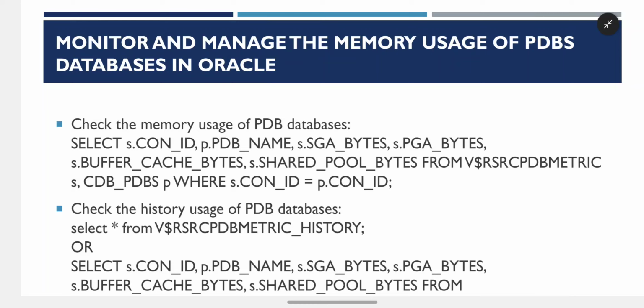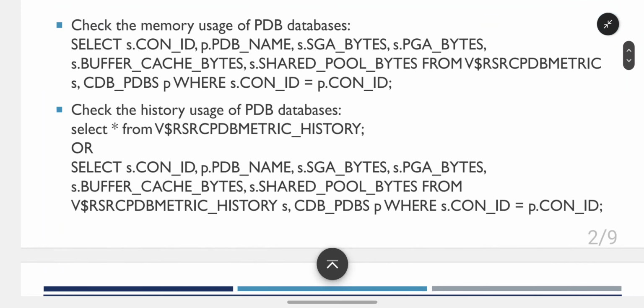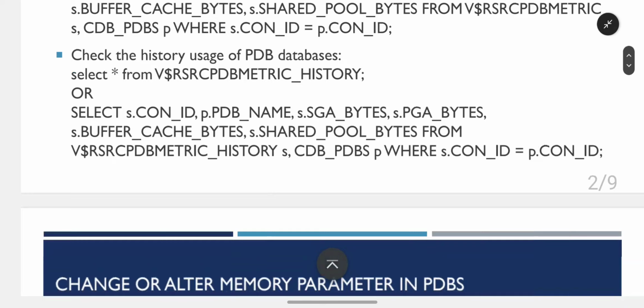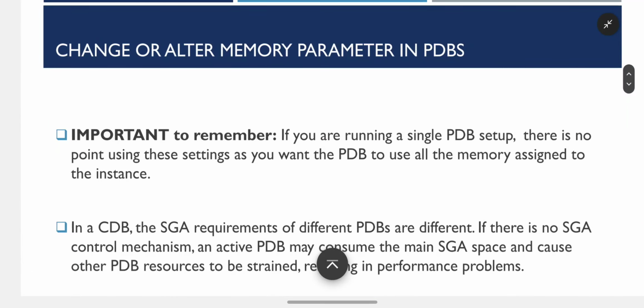Now check the history usage of PDB databases. You can select from v$rsrcpdb_metric_history, or you can combine this table with the cdb_pdbs. Important to remember, if you are running in a single PDB setup, there is no point using these settings, as you want the PDB to use all the memory assigned to the instance.